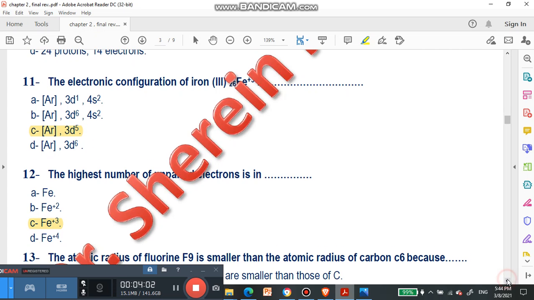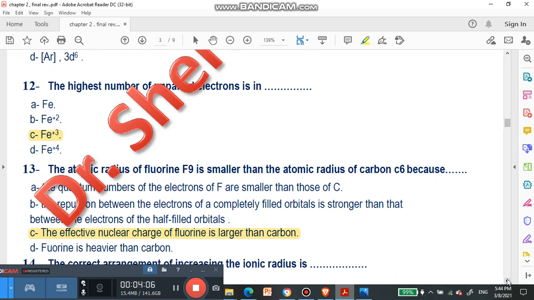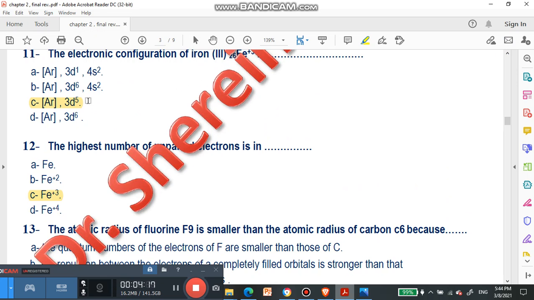Question number 12 says that the highest number of unpaired electrons is in. If we are looking at the previous question, in which case do we have unpaired electrons? The only case where we have a large number of unpaired electrons is in the case of iron 3, Fe plus 3. Iron plus 4 is not accepted here, and the normal metal atom contains paired electrons, but here we have a large number of unpaired electrons in iron 3. Okay, let's go into question number 13.